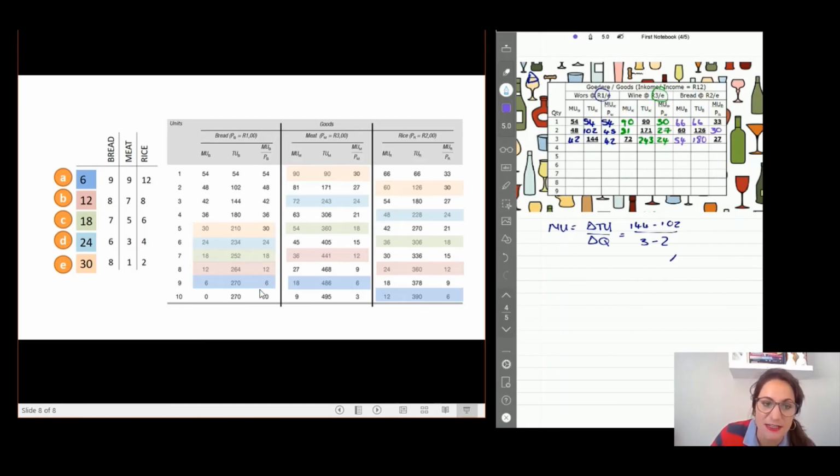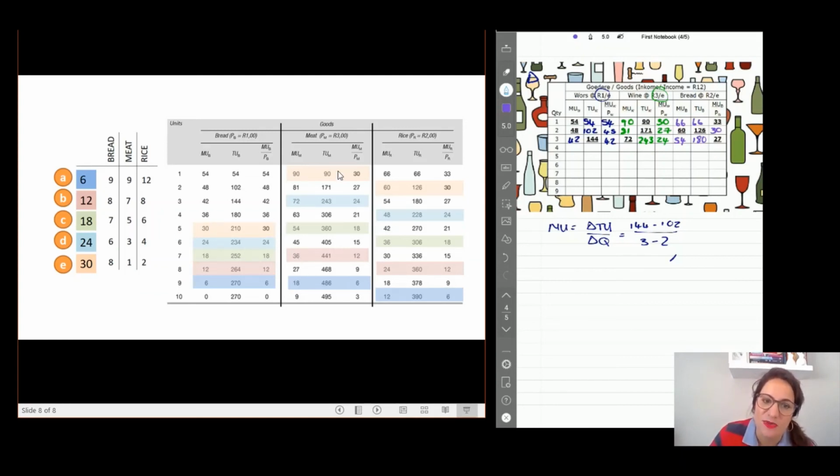So let's take the 6s for example. Here it was at quantity 9. So 9 units times 1 is 9 rand. 9 times 3 is 27. That's already far over 12 rand, so it's not that combination. Let's take the 18. 7 times 1 is 7. 5 times 3 is 15. It's already over the income. It can't be that one. So you need to eliminate all the combinations that do not fit in with your income.